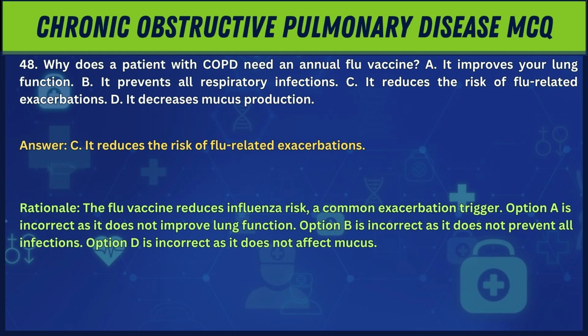Answer: C. It reduces the risk of flu-related exacerbations. Rationale: the flu vaccine reduces influenza risk, a common exacerbation trigger. Option A is incorrect, as it does not improve lung function. Option B is incorrect, as it does not prevent all infections. Option D is incorrect, as it does not affect mucus.